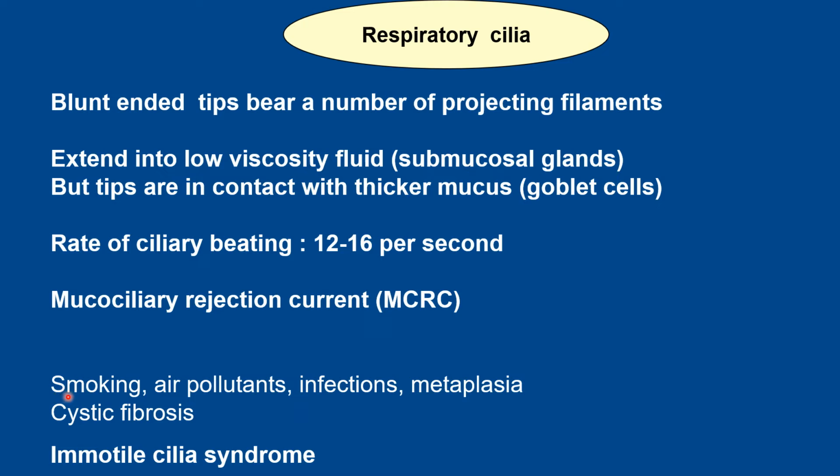Air pollution, smoking, infections, metaplasia, these are the causes of damage to the cilia, and it produces several diseases called immotile cilia syndrome. If the cilia don't beat, what happens? There will be collection of the mucus, which leads to infection and gives rise to this immotile cilia syndrome. There are ciliopathies also, and certain genetic disorders are there with ciliopathy.